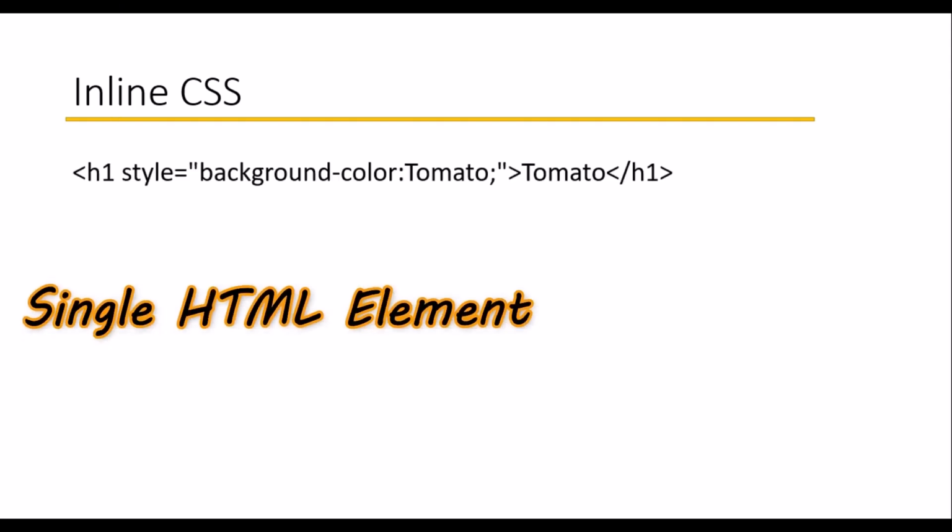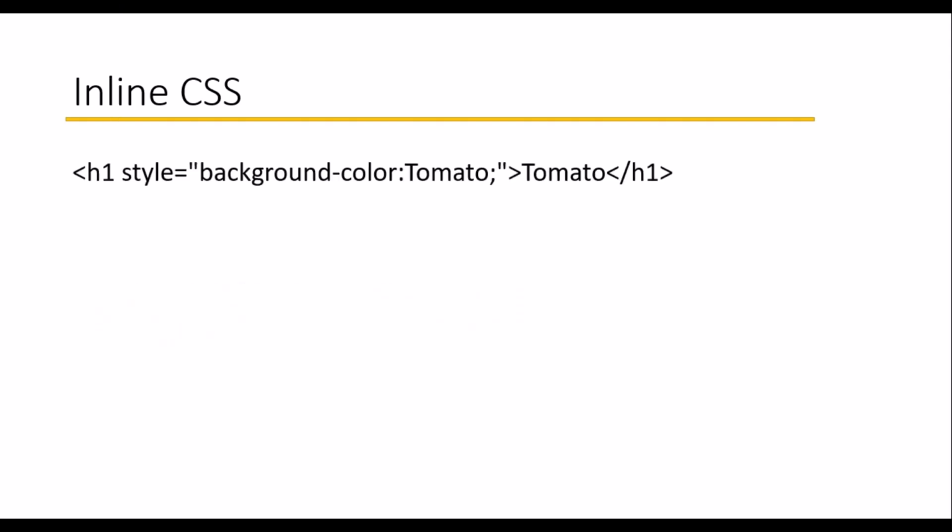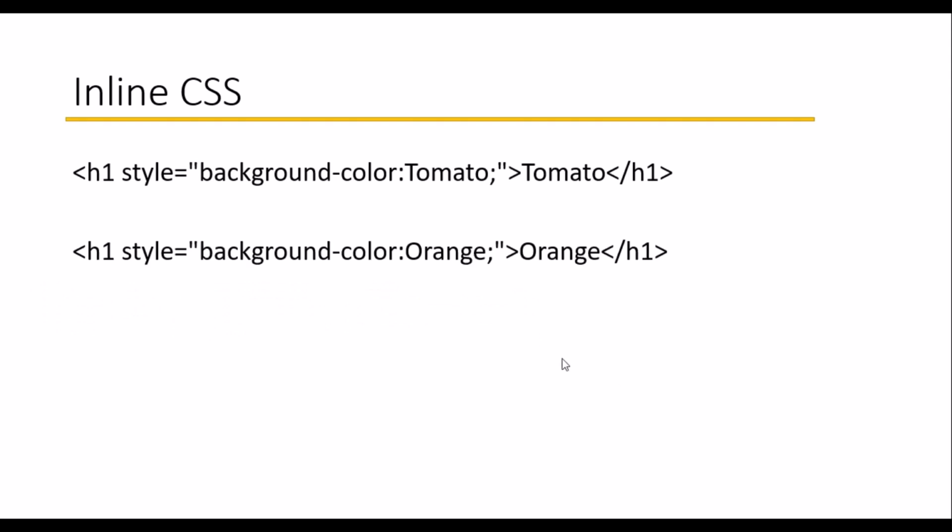First, let's talk about the inline CSS. An inline CSS is used to apply a unique style to a single HTML element. An inline CSS uses the style attribute of an HTML element. The following example sets the background color. So this background color will just be added to this h1 tag.